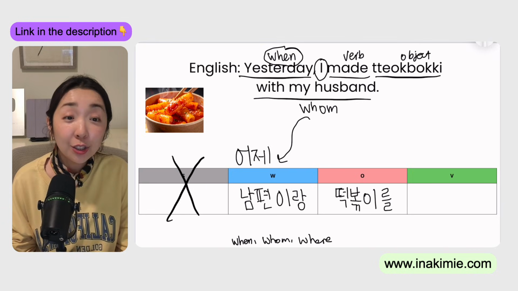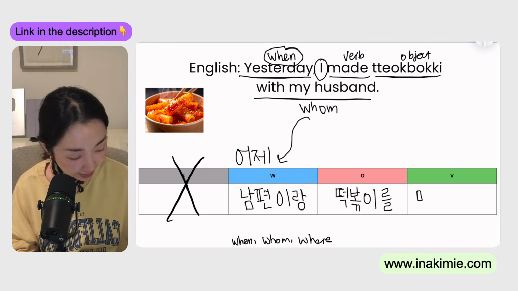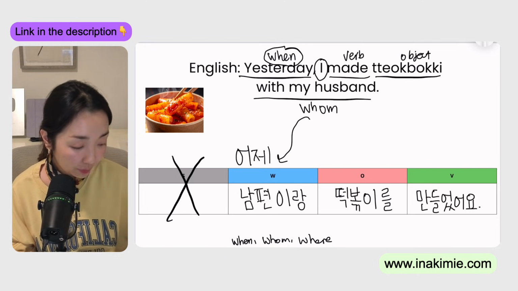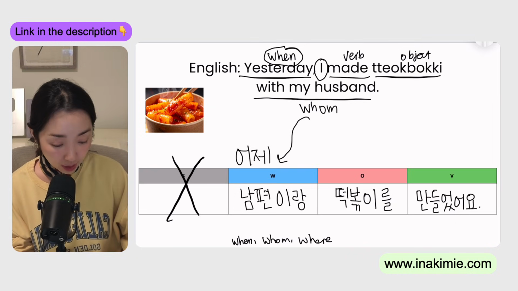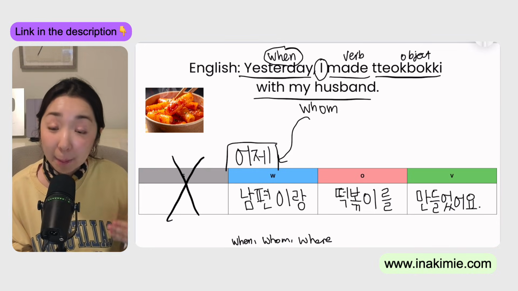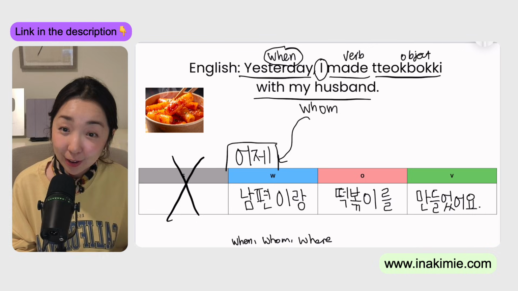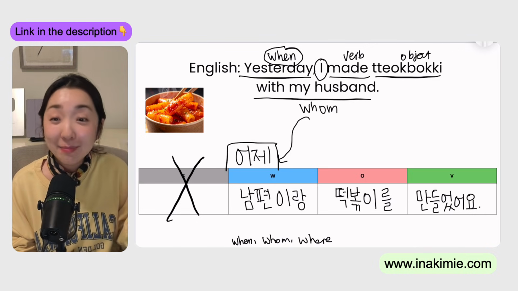Look at the English. It is past tense. So you're going to say 만들었어요. That's a past tense of 만들다. Now let's put it all together. Going from 어제. Ready? 어제 남편이랑 떡볶이를 만들었어요. One more time. 어제 남편이랑 떡볶이를 만들었어요.